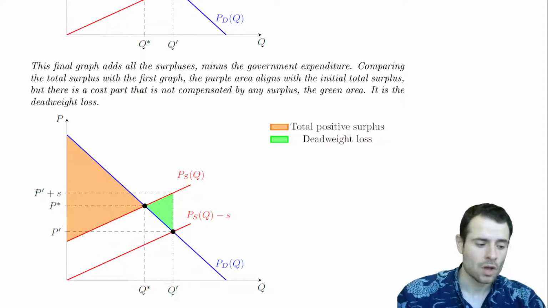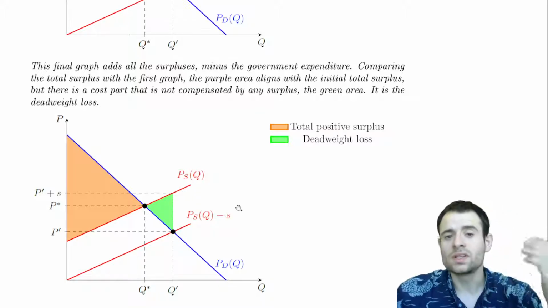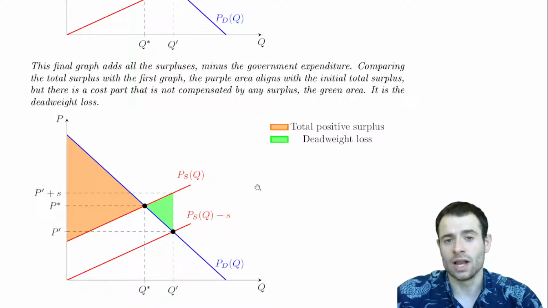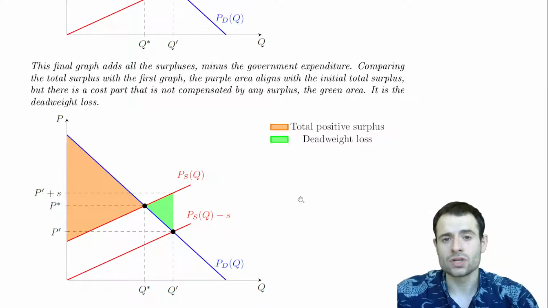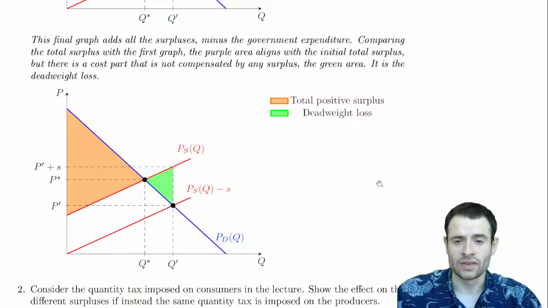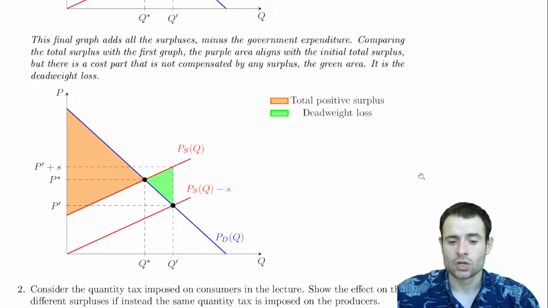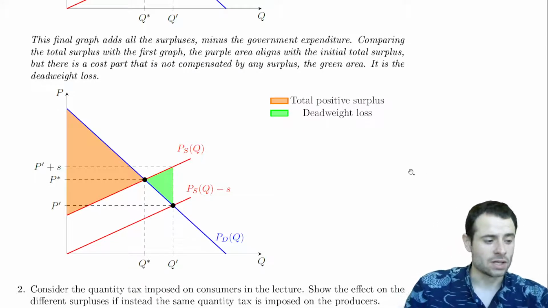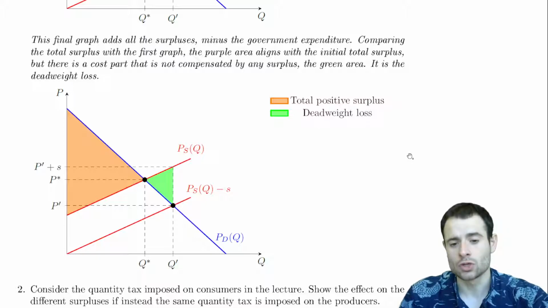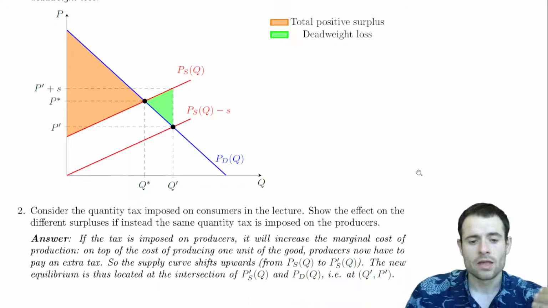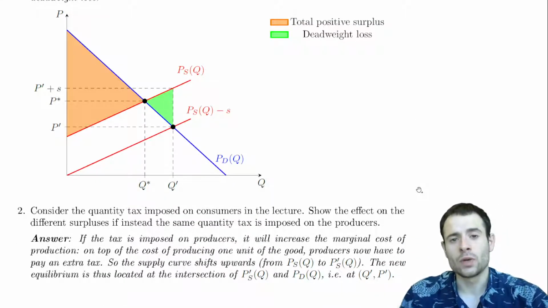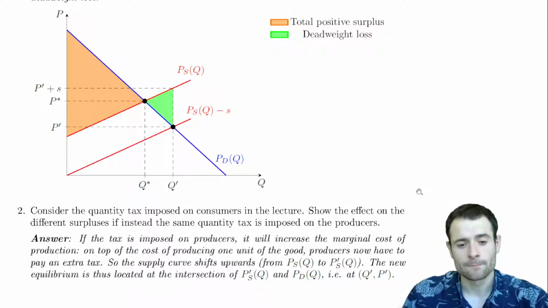Now, consider the quantity tax imposed on consumers in the lecture. But instead, let's impose this tax on producers and see the impact of this tax on both the consumer and the producer surpluses. So if instead of taxing consumers, you tax producers, then the demand function is not going to shift. Rather, the supply curve is the one that is going to shift.